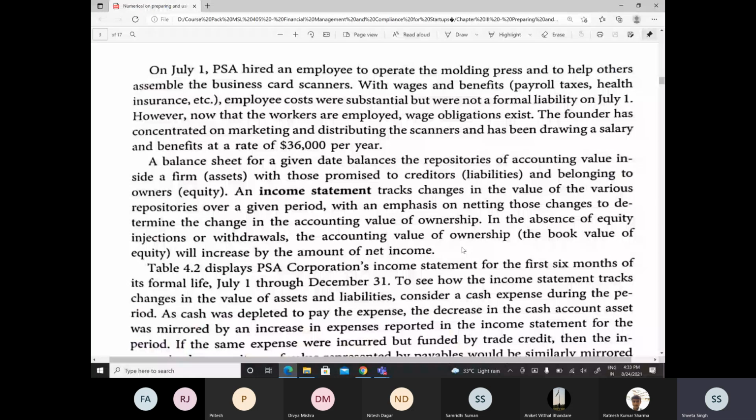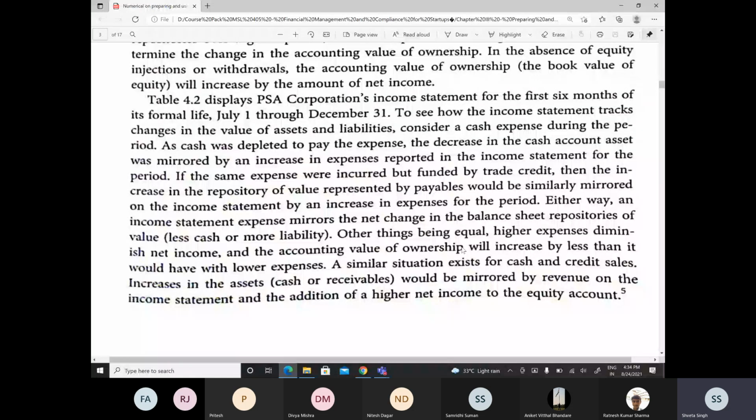Okay. So now in table 4.2, we will have a 6 months income statement for the first 6 months of the operations of PSA in its formal life. Okay, from 1st of July to 31st of December. To see how the income statement tracks changes in the value of assets and liabilities, consider a cash expense during the period. As cash was depleted to pay the expense, the decrease in the cash account asset was mirrored by an increase in expenses reported in the income statement for the period.